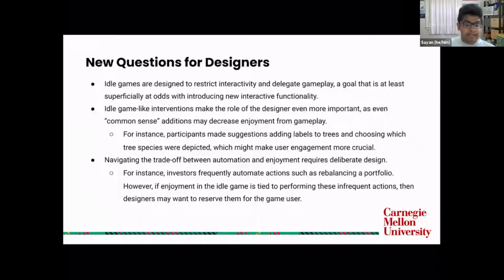A related question is deciding which actions should be automated. Automating actions may improve users' outcomes, but it also might reduce enjoyment. For example, investors frequently automate decisions such as rebalancing a portfolio because it generally boosts returns. However, if enjoyment in the idle game is tied to performing these infrequent actions, the designers might want to preserve them for the game users. Navigating trade-offs like this requires deliberate design on the part of the designer.